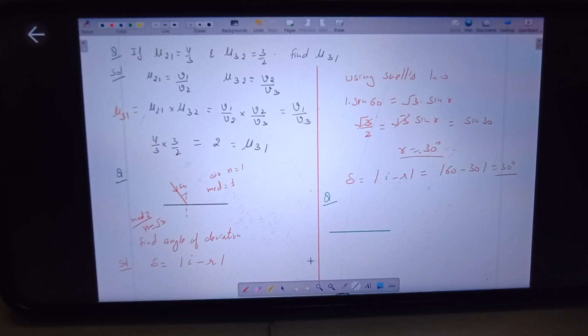Next question is, on the surface, medium A is medium 1 here. A ray is incident, and the angle of incidence is 30 degrees. The first medium has a refractive index of root 2, and the second medium has a refractive index of 1. Again, you have to find the angle of deviation.